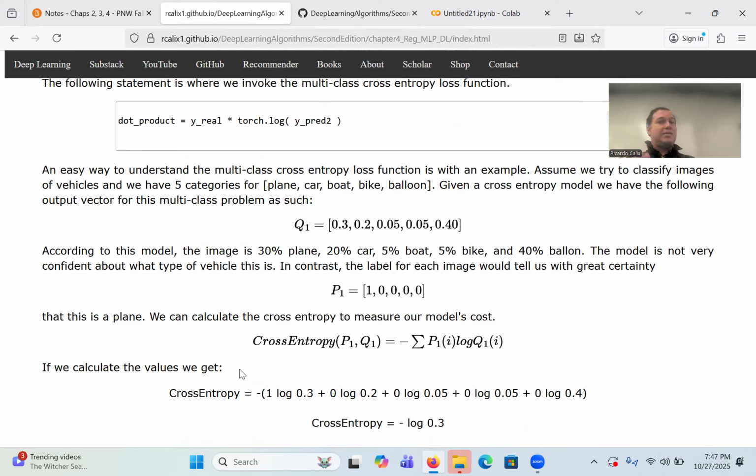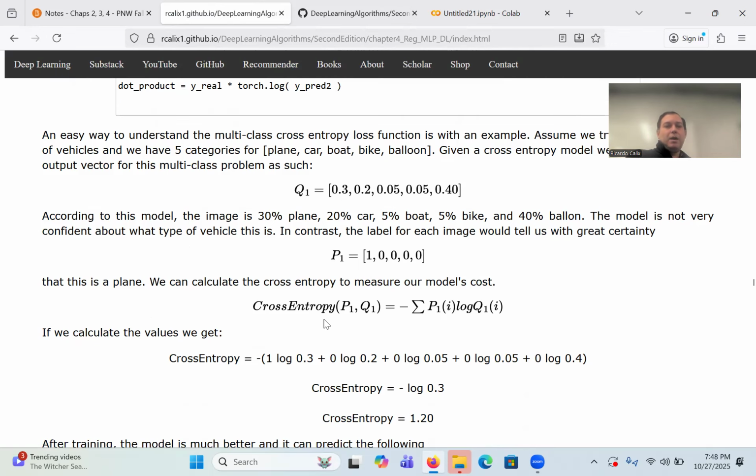We can calculate the cross entropy to measure our model's cost. Exactly what we do, right? So it's the probability of P times the log of the probability of Q. Got it? P is the real, times the logarithm of Q, the predicted. Do you guys see it's exactly the same thing, only non-binary, now multi-outcome. So we calculate these probabilities. Now notice here it says sum, but it's actually a vector operation.